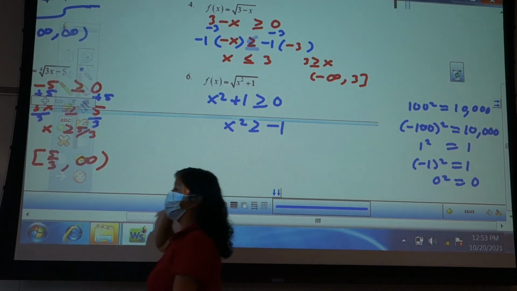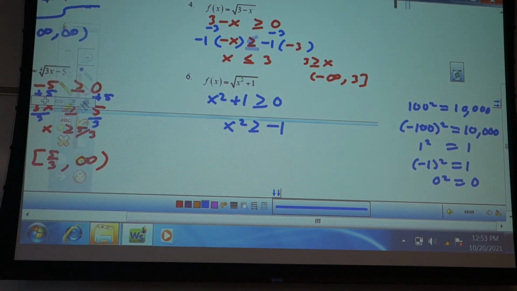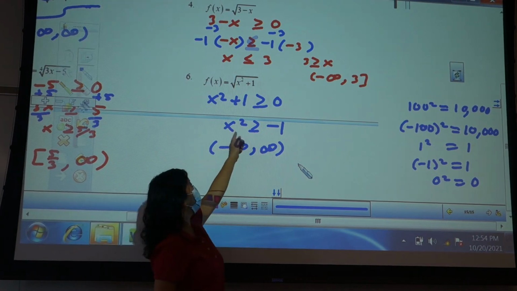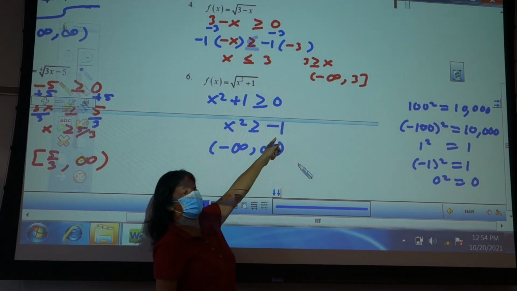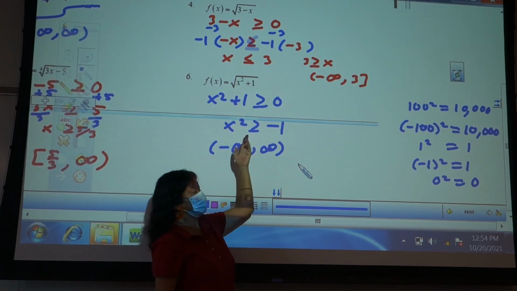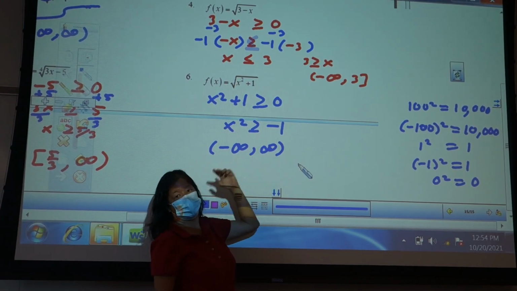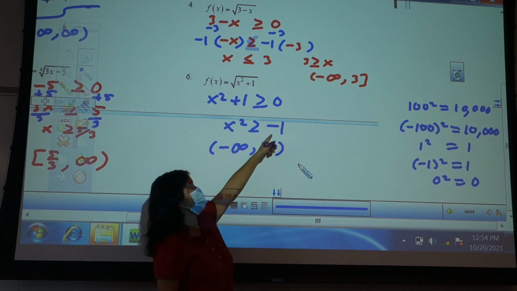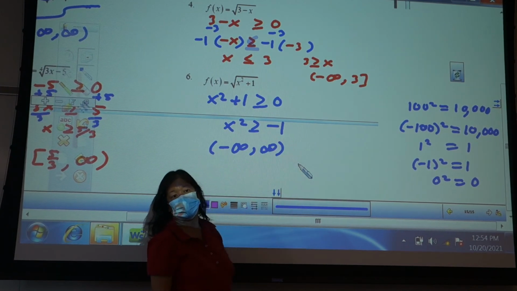So this means that x can be any number at all, because it will always be true. Good? Do folks understand why? No matter what x is, x squared is always going to be larger than negative 1. No matter what I do, x squared is always going to be 0 or bigger, 0 or positive. So it's always going to be bigger than negative 1, always.